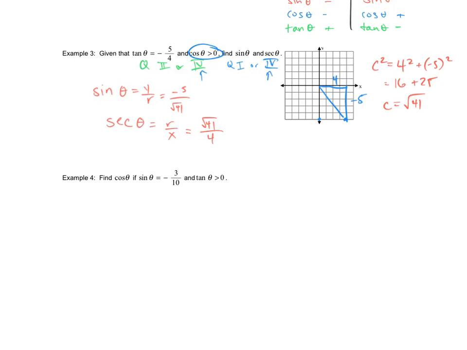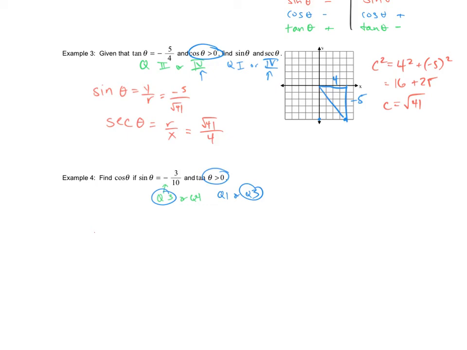In example 4, we're going to find cosine of theta if sine of theta is negative 3/10. So because that's negative, I know it is either quadrant 3 or quadrant 4. And then if the tangent of theta is greater than 0, so I know that that is either quadrant 1 or quadrant 3, which means that I must be working in quadrant 3.